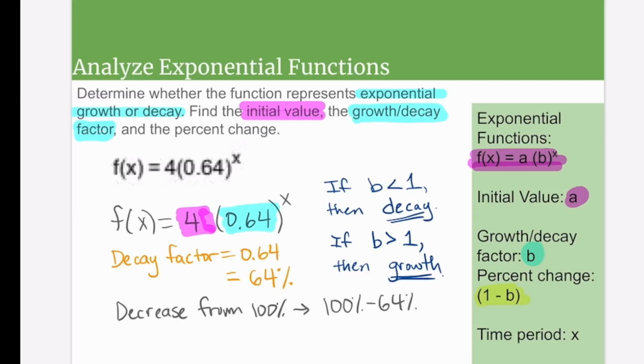If you don't want to do percentages, it's 1 minus the 0.64 that's in that parentheses. So this is 36% or 0.36. That is your percent change. It is a 36% decrease. So it's not at 100%, it's at 64%, so it's a 36% change from 100. So that's how you find percent change based on your growth or decay factor.